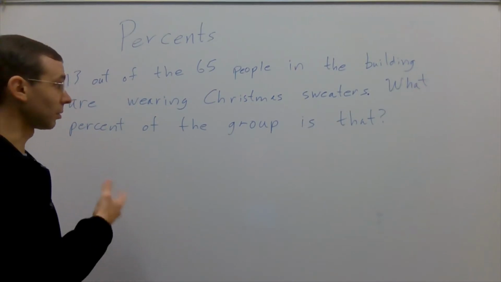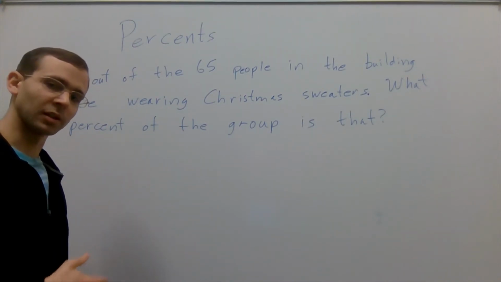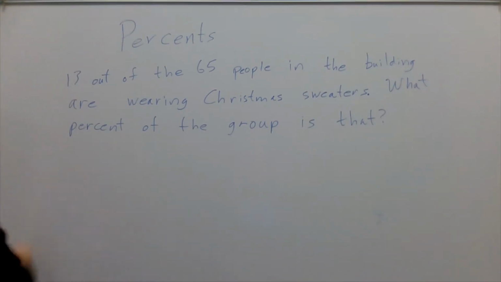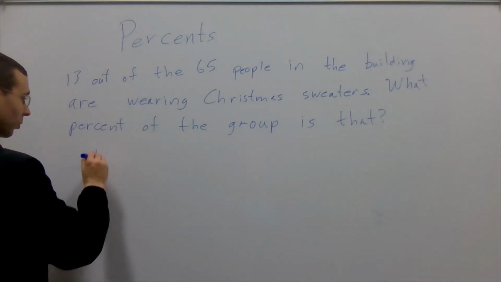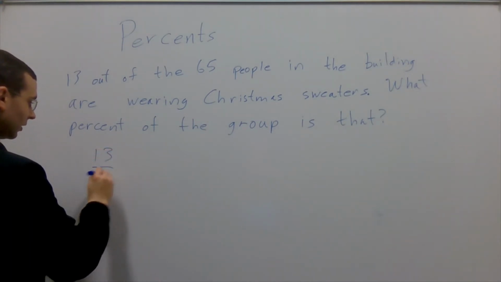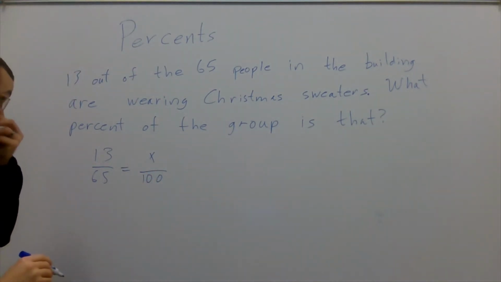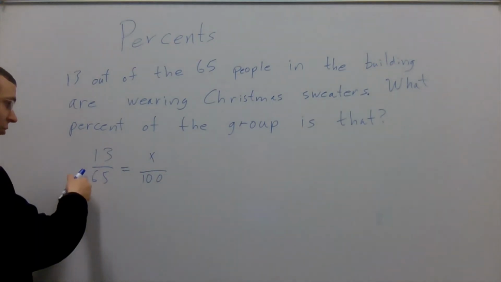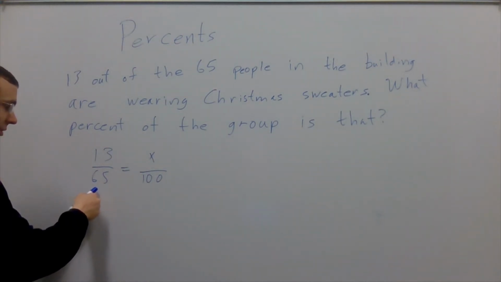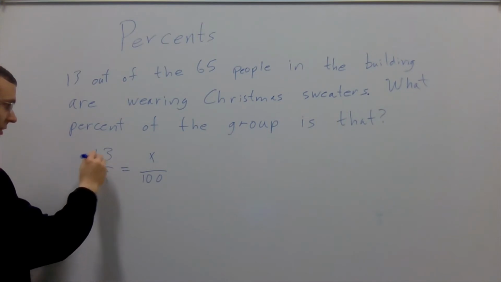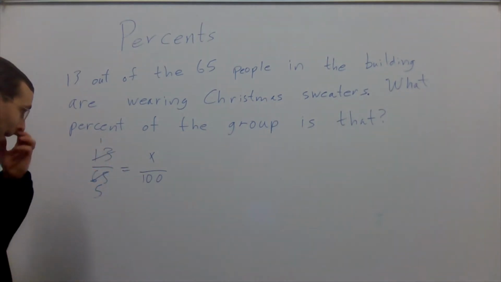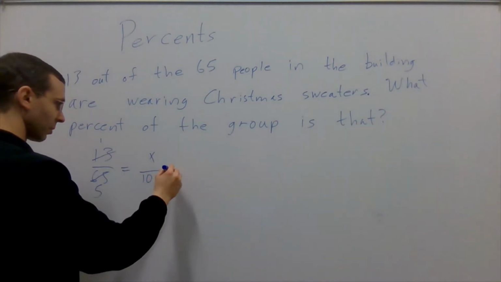So let's solve a problem using both methods, the proportions method and the decimal method. First off, 13 out of the 65 people in the building are wearing Christmas sweaters. What percent of the group is that? Well, if we're going to look at it as proportions, we have 13 over 65 equals what over 100? Okay, you could actually reduce over here, so that's not bad. It turns out this is 1/5. And then multiply both sides by 100.